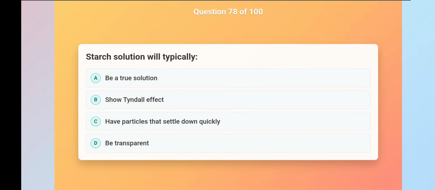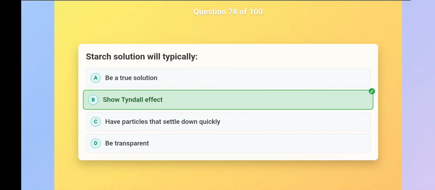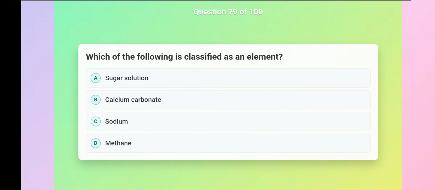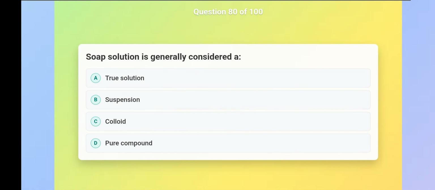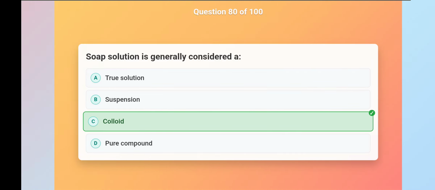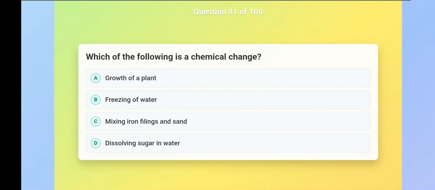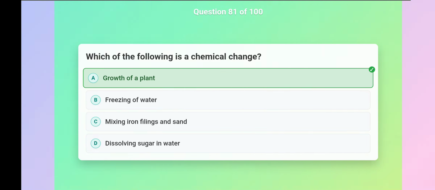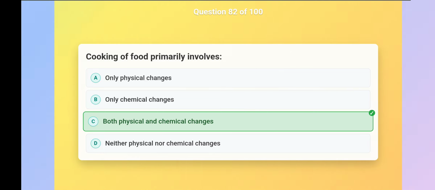Starch solution will typically show Tyndall effect. Which of the following is classified as an element? Sodium. Soap solution is generally considered a colloid. Which of the following is a chemical change? Growth of a plant. Cooking of food primarily involves both physical and chemical changes.